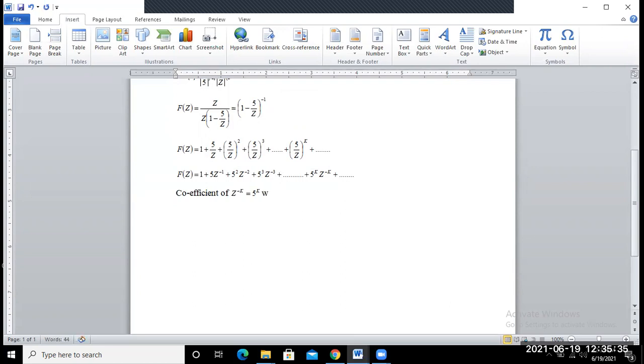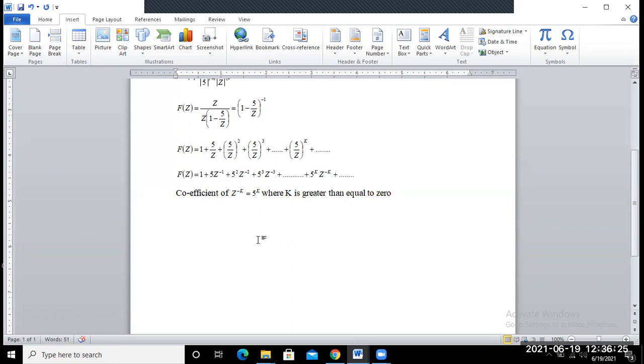Okay, so where k is greater than or equal to 0.